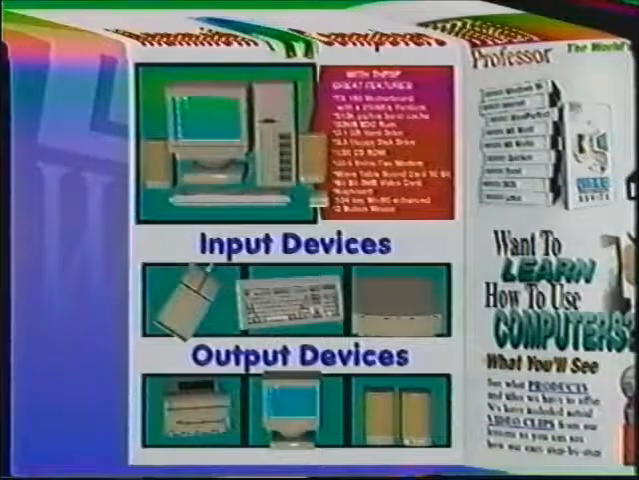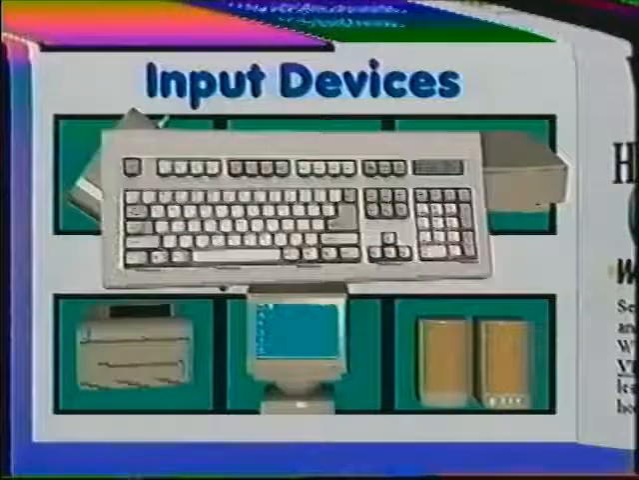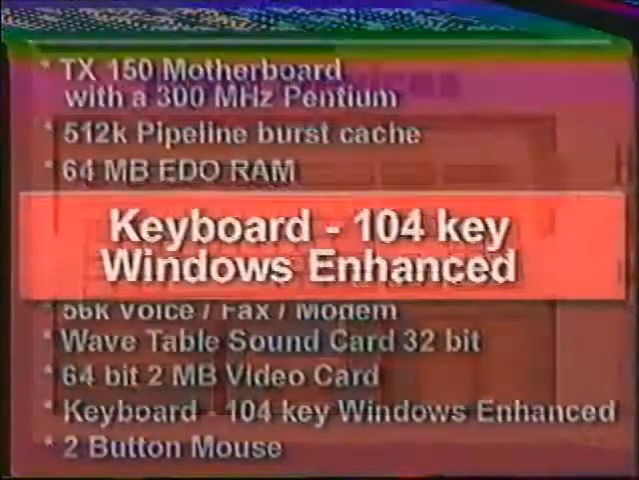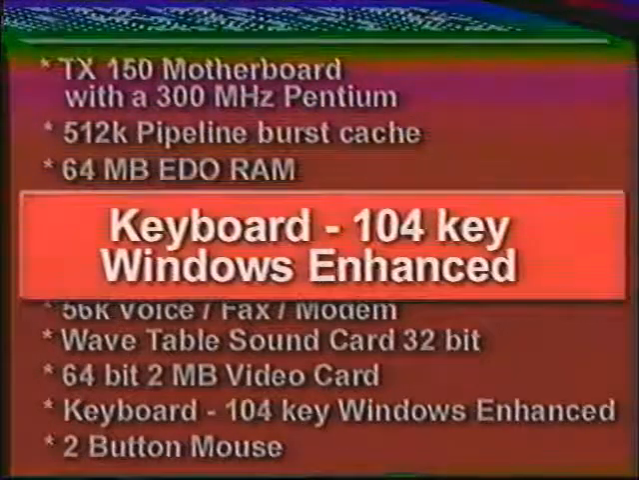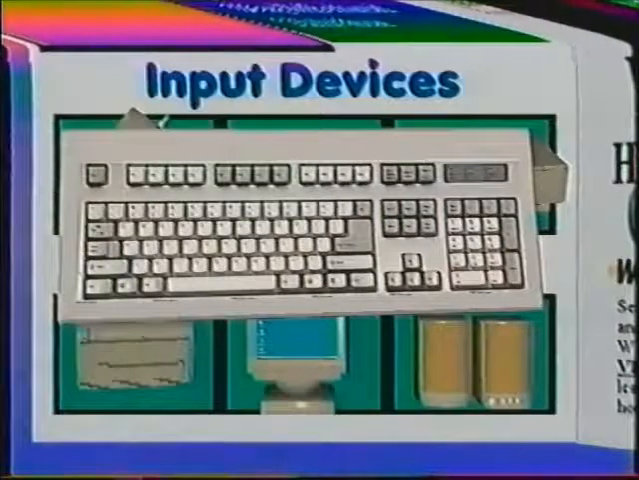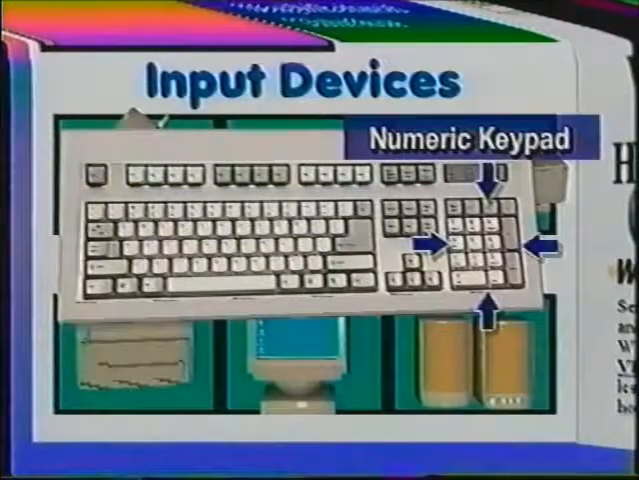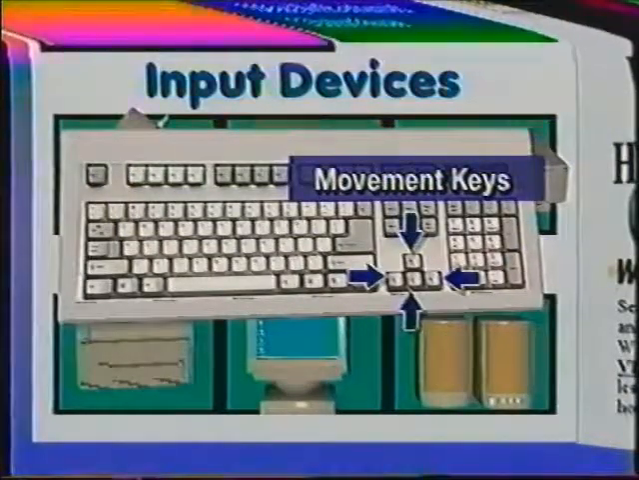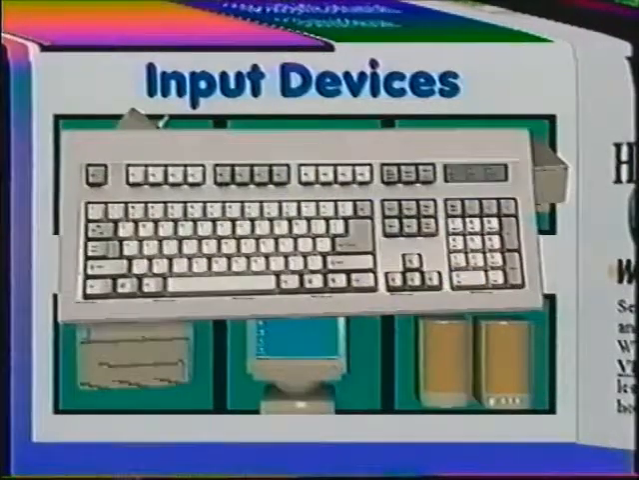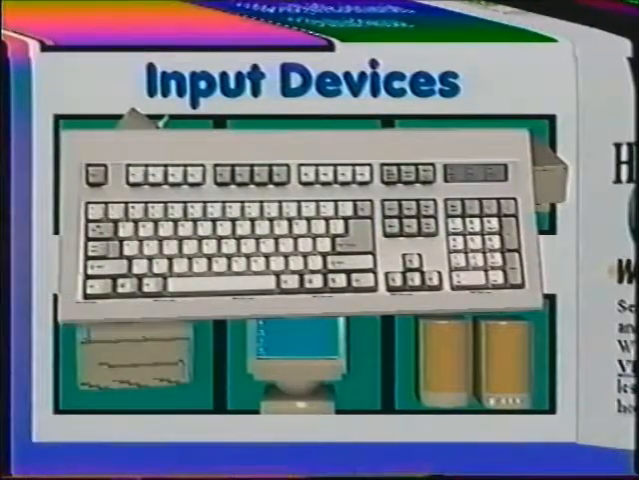We'll begin our tour with the hardware that handles input and output tasks, and start with the keyboard since it's the main component for entering data and instructions into your system. Our ad shows a 104-key Windows Enhanced keyboard. This keyboard covers the basic alphabet and number keys plus a full set of 12 function keys, a separate numeric keypad, and specialized movement keys. Most keyboards have all these keys. The Windows Enhanced phrase indicates some additional keys customized for Windows operating system commands.